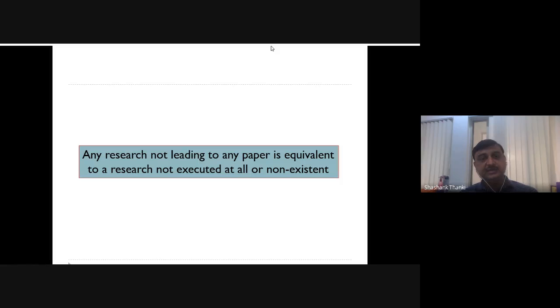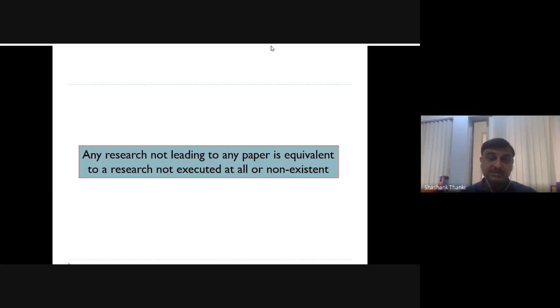As we discussed, any research not leading to any publication is equivalent to research not executed at all, or non-existent. And that is my belief. I believe that when you work on something, do not keep it in your inventory. Try to convert it into a good publication, a good paper, and at least submit it somewhere. Okay, you will always find some outlet. See, publication is what? Your paper is your product. Your product, if you submit it to one journal and it is not accepted, there are multiple such outlets available, and you try to get it published somewhere.